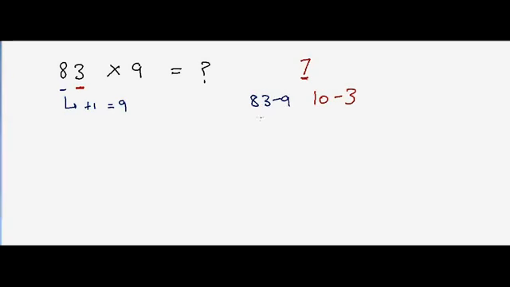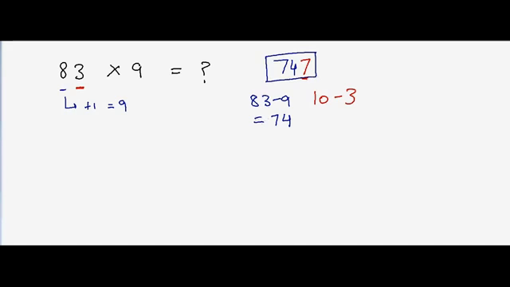Now I'll take the first digit. The first digit is 8. I will take the increment of 8. So 8 plus 1 is equal to 9. And then I'll subtract 9 from 83. So 83 minus 9 is equal to 74. So the answer will be equal to 747. So this is our answer.